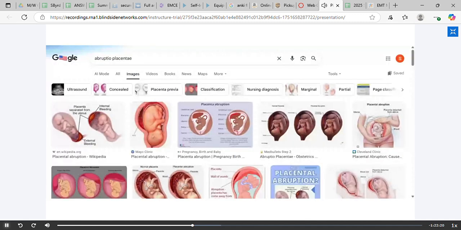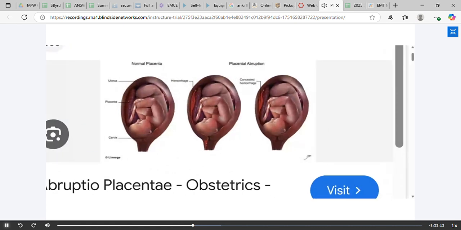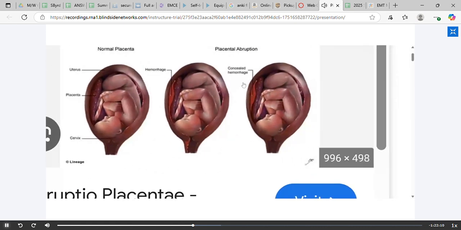So on abruptio placenta, this is a really good picture. Okay. So here, this one on the left, this is normal. Here's your placenta. Everything looks good. Cervix, birth canal, everything looks good. Here, it's tearing, right? So these two are your abruptio placenta. It's starting to tear off of the uterine wall. And the blood's coming from mom, and you do see the hemorrhage. Actually, you see the vaginal bleeding. The bleeding will come out, okay?